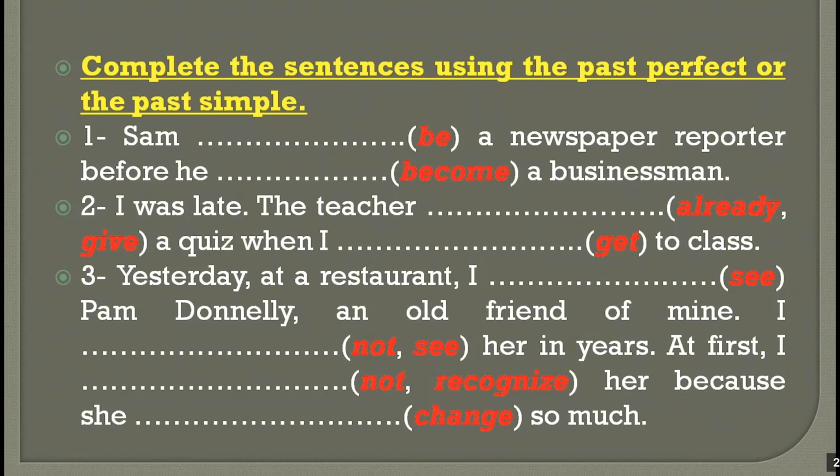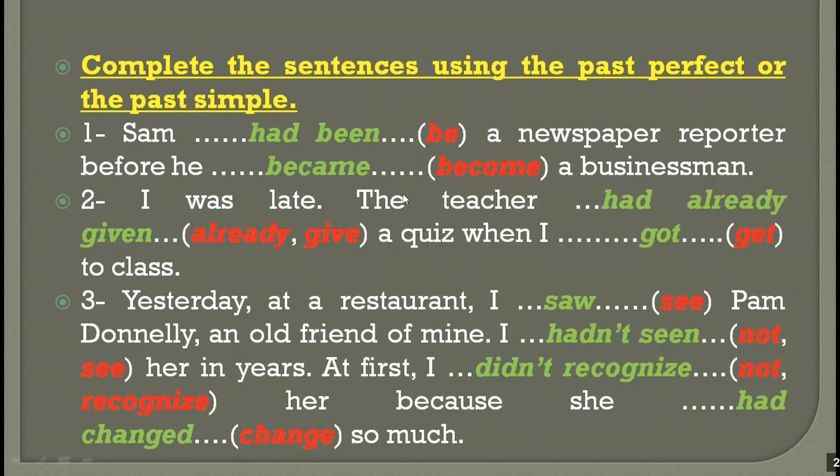Okay. Sam had been a newspaper reporter before he became a businessman. I think this one is super easy. Past perfect and then past simple. He had been a newspaper reporter and then past simple. First, he was a newspaper reporter and then he became a businessman. So easy. Number two, I was late. The teacher had already given a quiz when I got to class. So first, the teacher gave them a quiz and then I got to class.